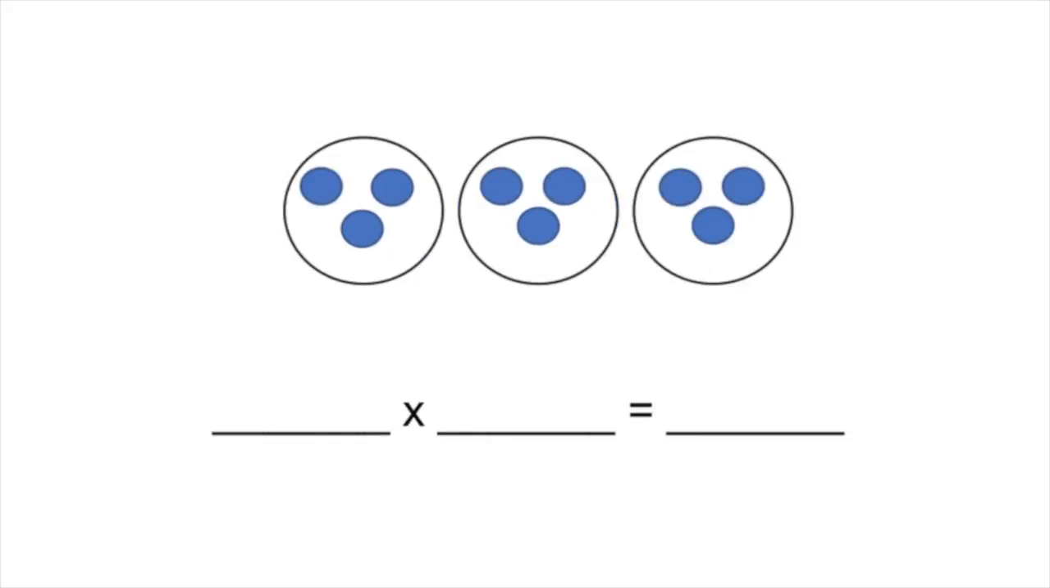Here we have equal groups. You will see that we have 1, 2, 3 equal groups. So for our first number, we will write 3. Our first factor is 3. In each group, there are 3 counters. 1, 2, 3, 1, 2, 3, 1, 2, 3. So our second factor is 3. So we have 3 groups, and each group has 3 counters. So we can count 1, 2, 3, 4, 5, 6, 7, 8, 9. So our product is 9. 3 times 3 equals 9.